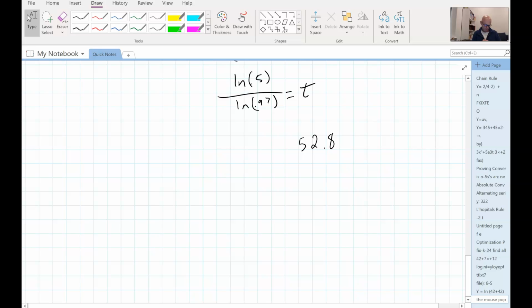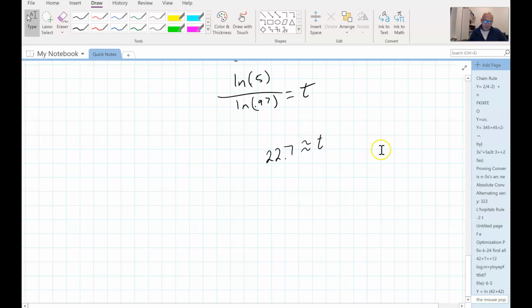Natural log of, there we go. Yeah, okay, I got 22.75. That sounds better. 22.7-ish. So the half-life of this population would be about 23 days. It's going to take about 23 days for the mouse population to be cut in half.